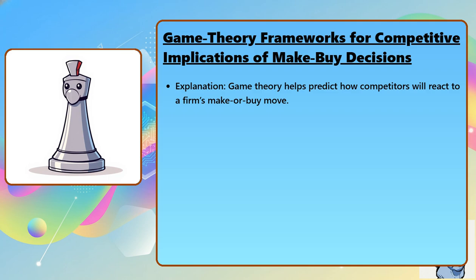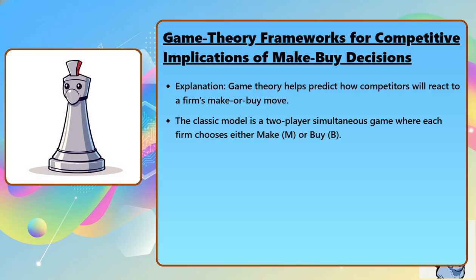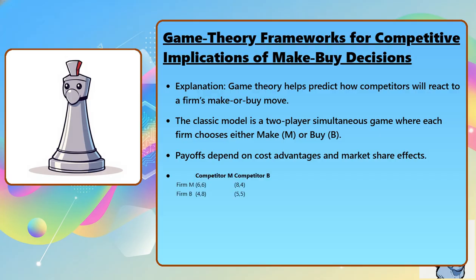Explanation: Game theory helps predict how competitors will react to a firm's make or buy move. The classic model is a two-player simultaneous game where each firm chooses either make (M) or buy (B). Payoffs depend on cost advantages and market share effects. Competitor M and competitor B columns.